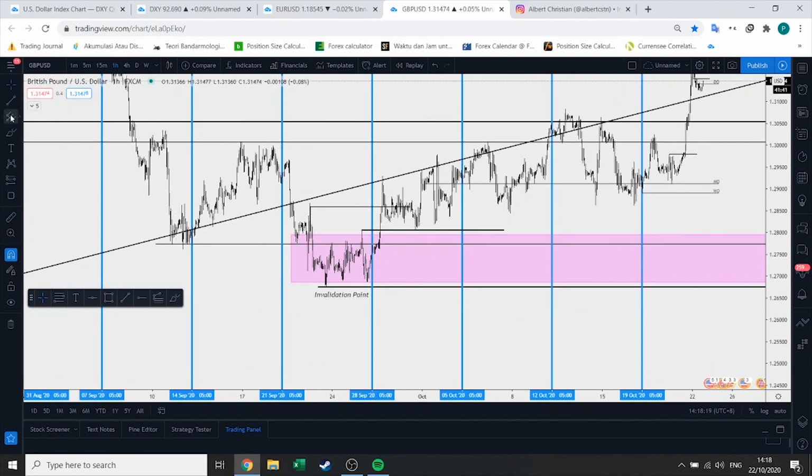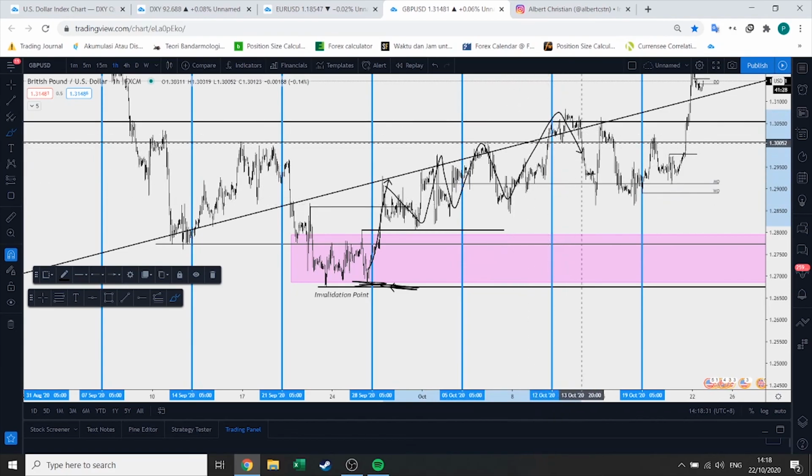see, market structure shift. This is the low, which is my invalidation point. Higher low, higher high, higher low, higher high, higher low, higher high, higher low, higher high. Boom.